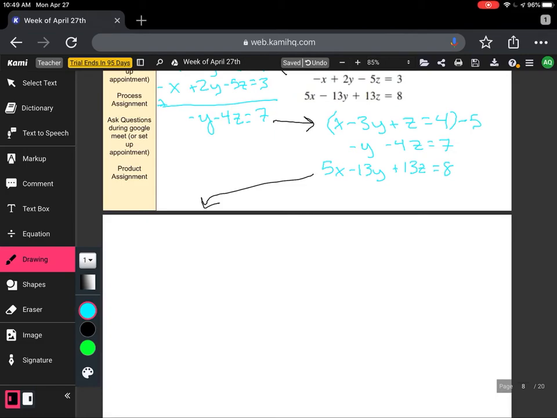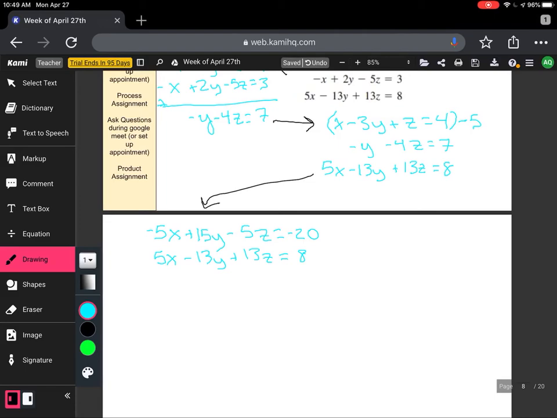So I have in my first equation multiplying everything by -5. -5 times x, negative 5 times negative 3y, negative 5 times z, and negative 5 times 4. Can you guys imagine how long this would have taken if I was trying to write this on my computer? Plus 13z equals, where am I at? 8. All right, third equation.